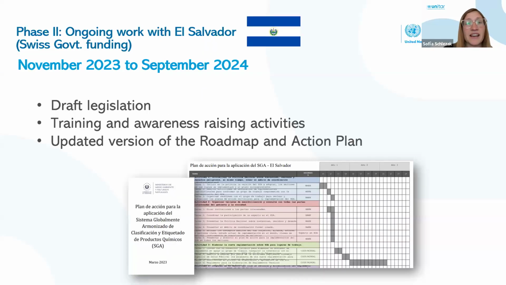And with this final slide, I would like to say gladly that we are still working with El Salvador, in this case with funding from the Swiss government. We are having this project that started in November last year, and it will end in September this year. The idea is to have a final draft legislation. We are also doing in parallel training awareness activities and updating the roadmap based on the results of this project. So this, as you can see, is a continuity of activities and results.